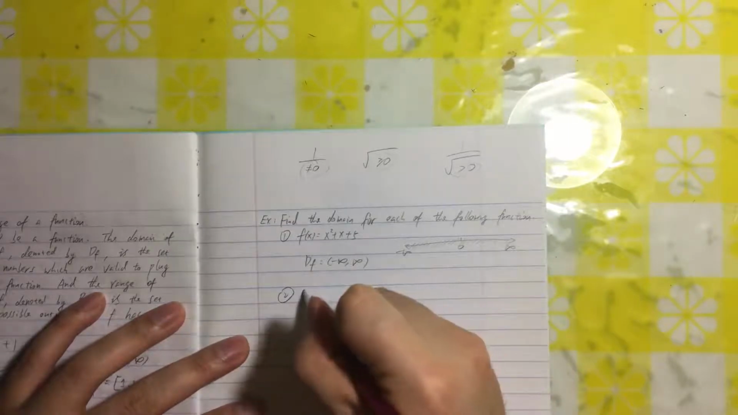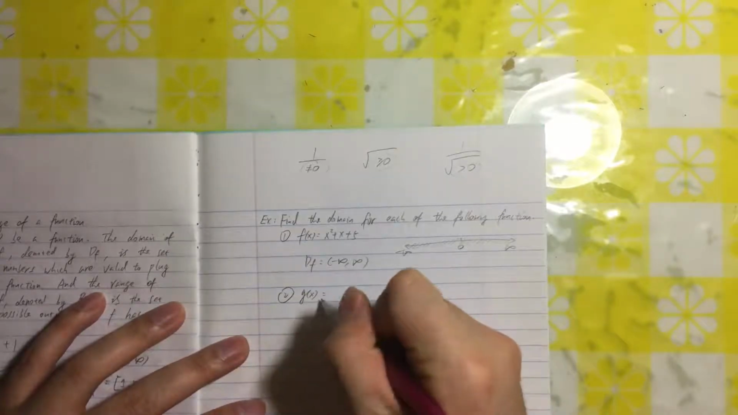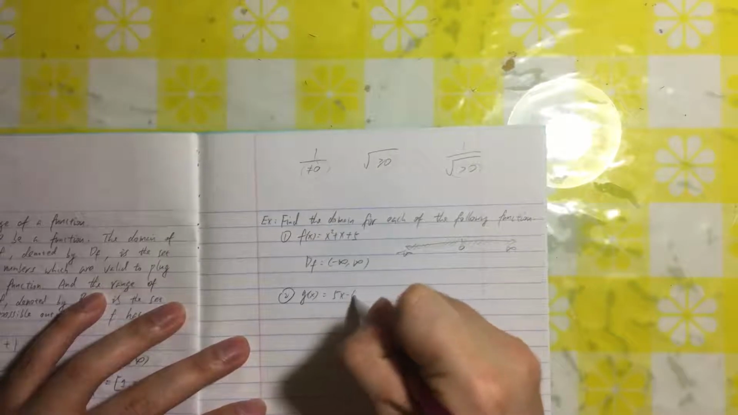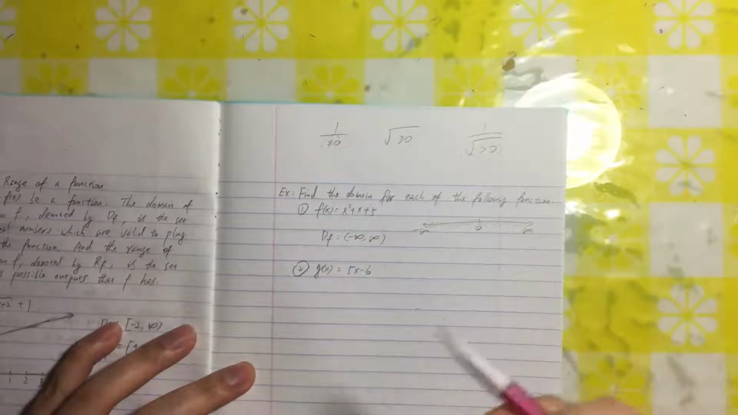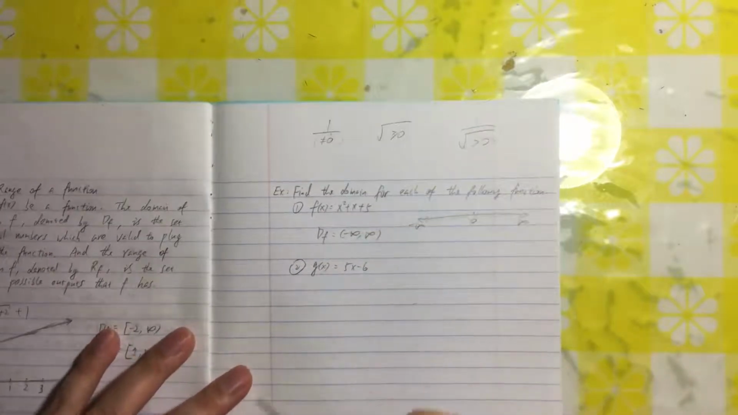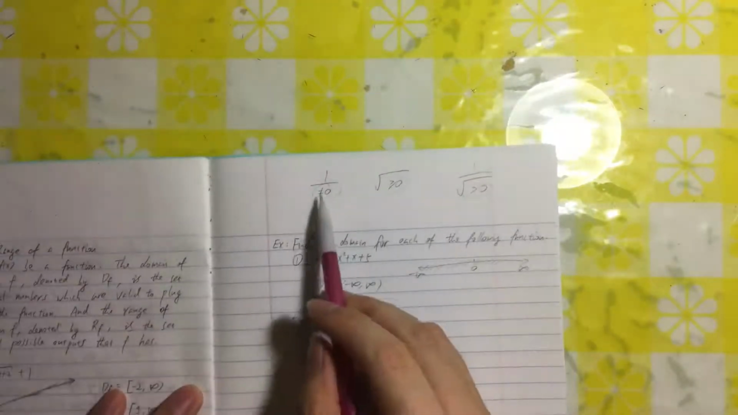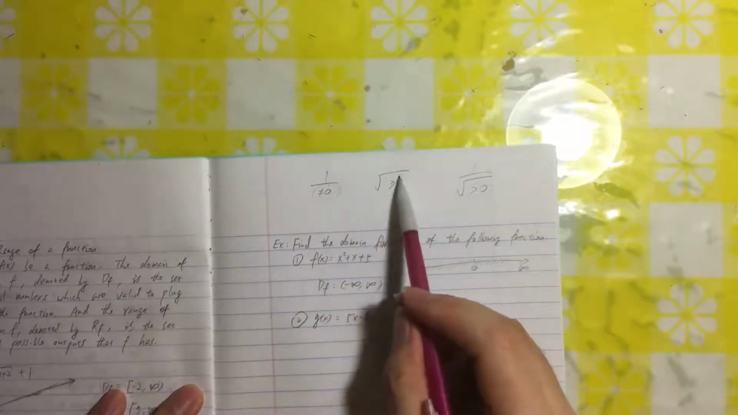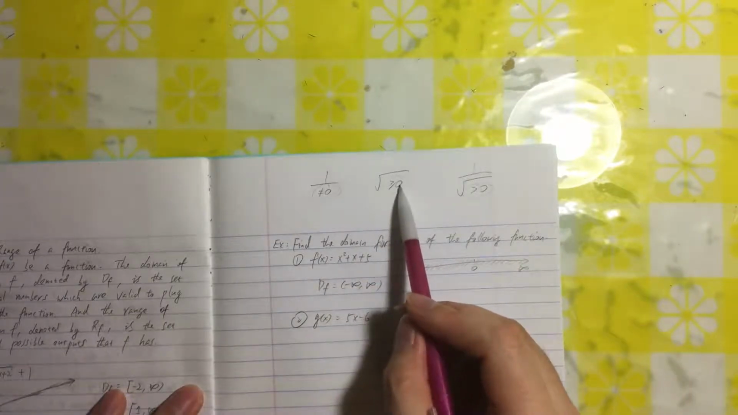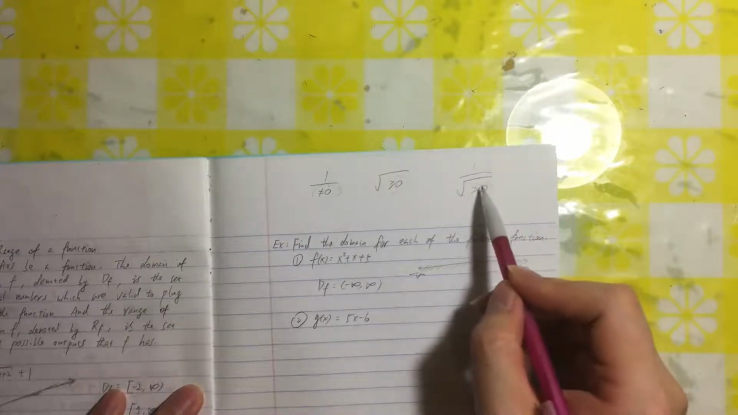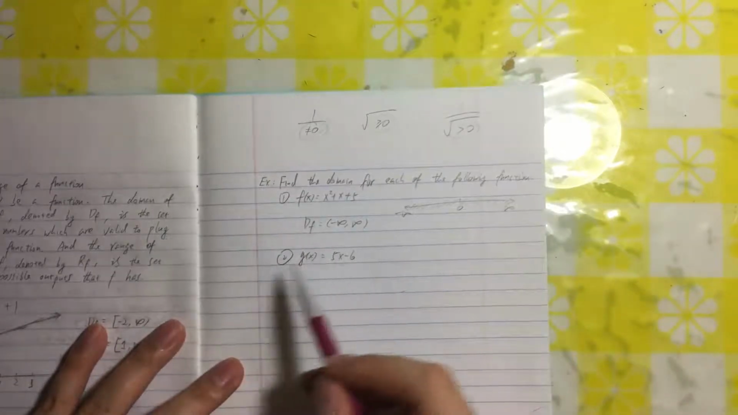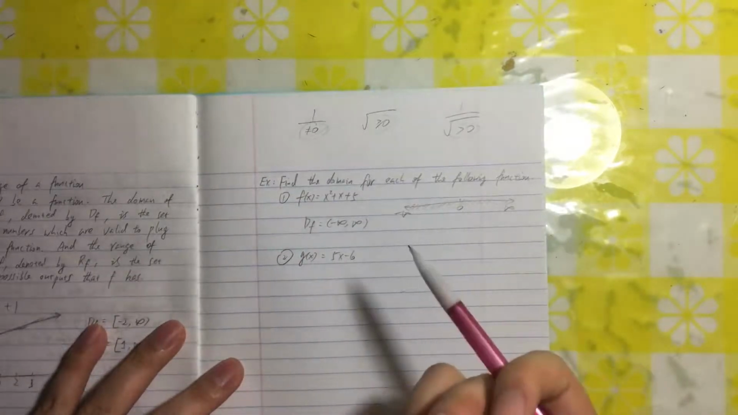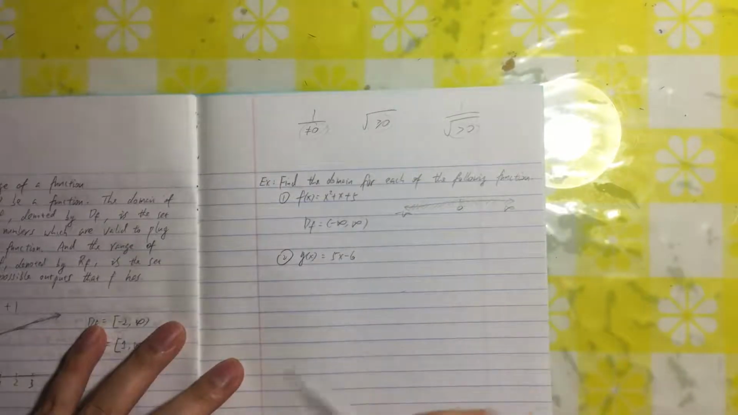Next example, g of x equal to 5x minus 6. So far, for domain, the only restriction is that the denominator cannot be 0. What's under the square root must be greater than or equal to 0. If the square root is on the denominator, then what's under the square root must be strictly greater than 0. In this function, there's no denominator and no square root, so the domain is always the set of all real numbers.